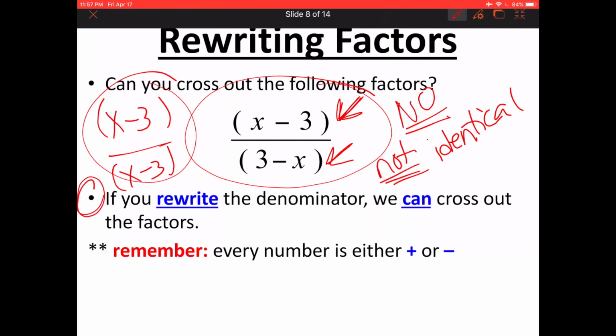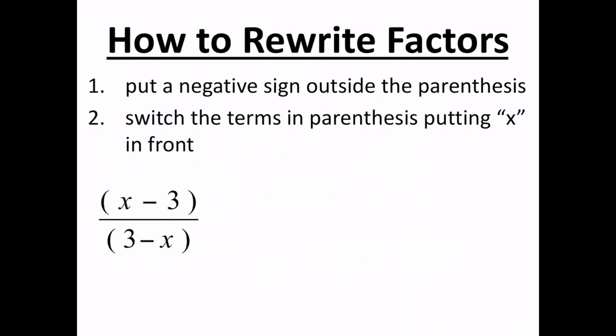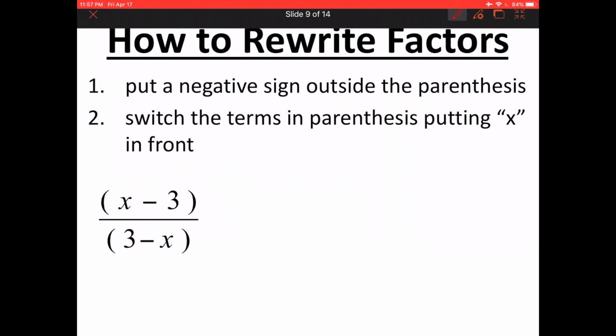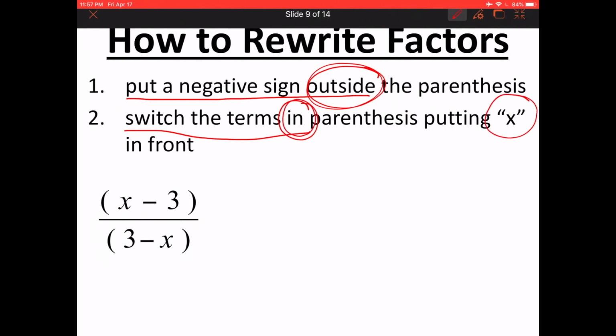However, look at bullet point number 2. If you rewrite the denominator, then we are going to be able to cross things out, okay? So every term is either positive or negative, all right? So we're going to talk about that here on the next slide and how we can rewrite this factor. So in order to rewrite factors that look like this, you put a negative sign outside the parentheses and you switch the terms that are inside the parentheses, putting the x in front. Remember, standard form is we always want the x first.